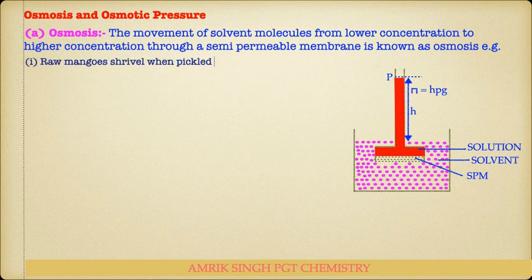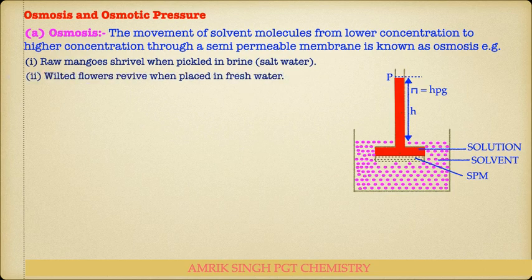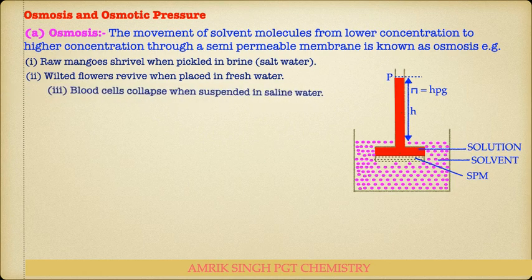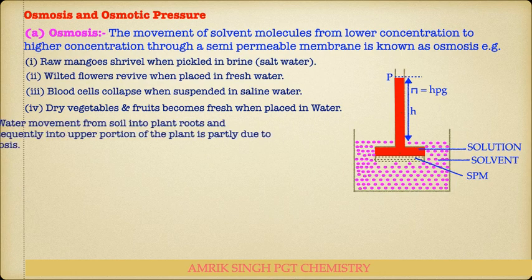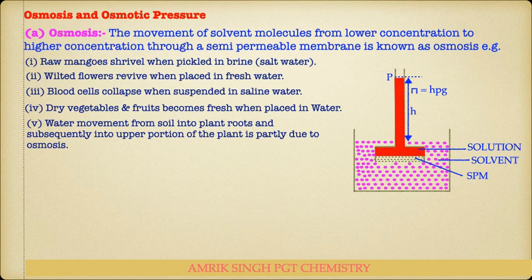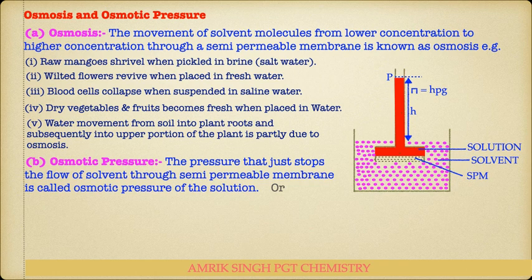Now, some examples of osmosis are: raw mangoes shrivel when pickled in brine, salt water. Wilted flowers revive when placed in fresh water. Blood cells collapse when suspended in saline water. Dry vegetables and fruits become fresh when placed in water. Water movement from the soil into the plant roots and subsequently into the upper portion of the plant is partly due to osmosis.